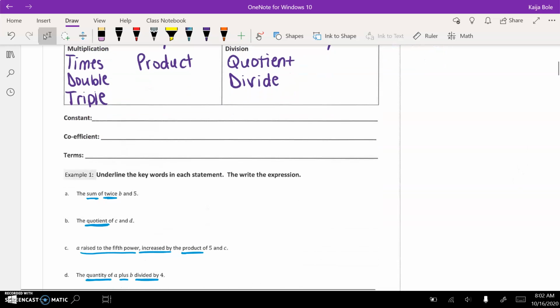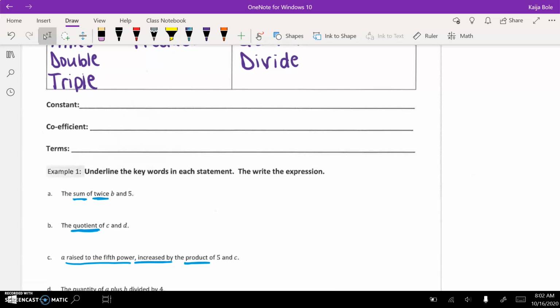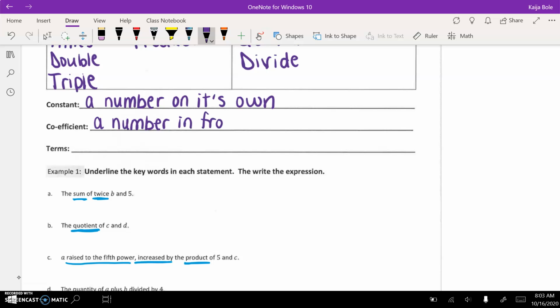But these next three words down here, constant, coefficient, and terms, these are new words. So a constant is a number on its own. Okay? A coefficient is a number in front of a letter. And terms are like a single number or variable. And we'll do some examples of these.